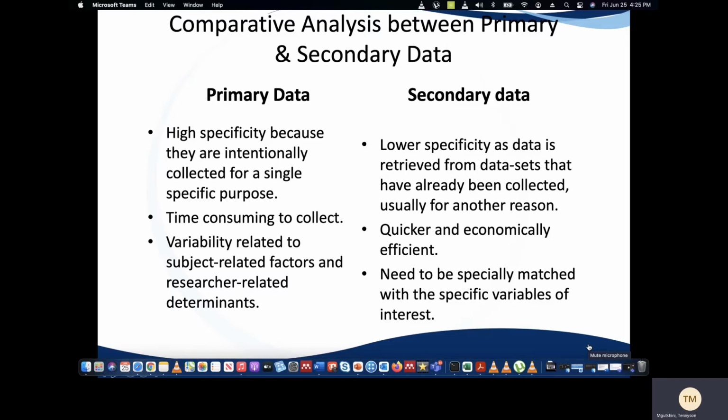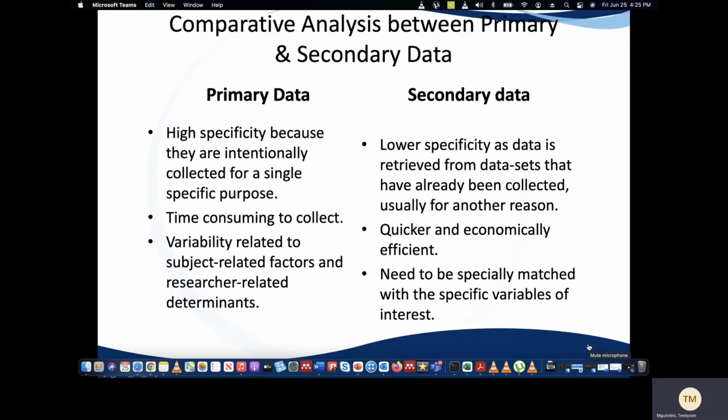So primary data, of course, have high specificity because when you collect them, you collect them specifically for the purpose that you're interested in. So when you sit with a participant and you ask him a very specific question for your study, you create and craft the question in such a way that it specifically relates just to your work and not to other previous people.